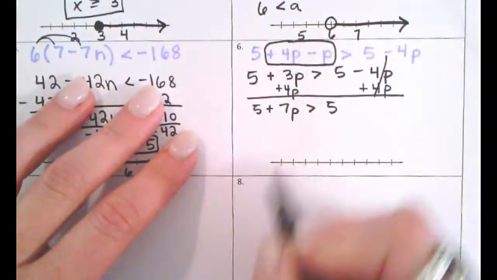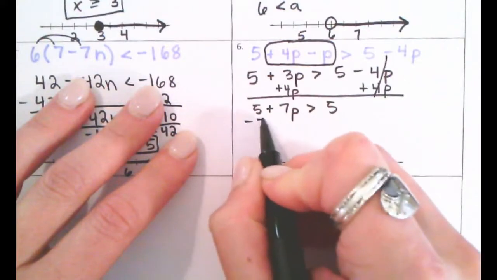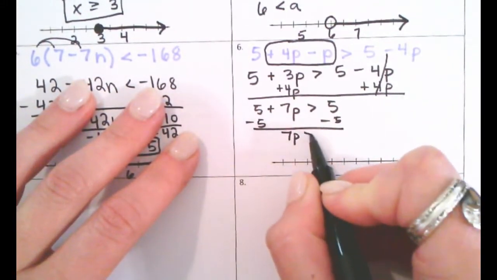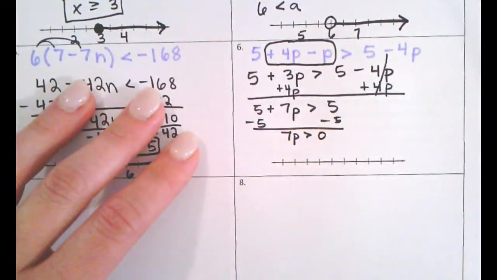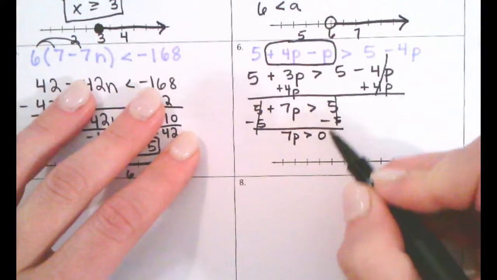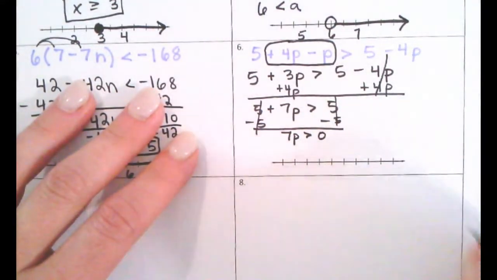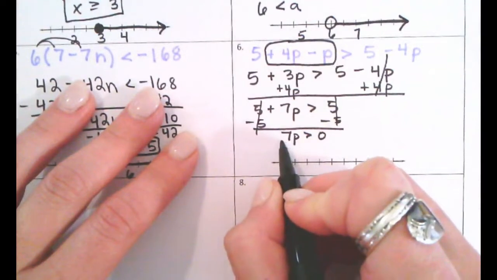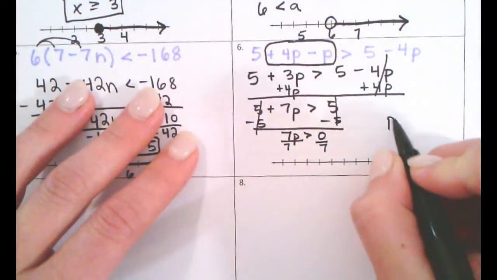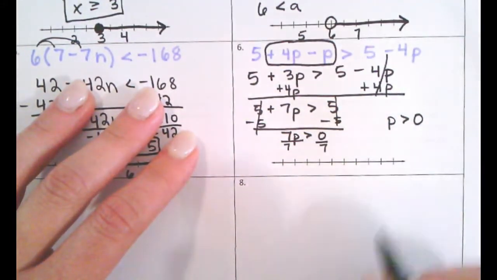Now I have 2 steps left to get p by itself. The first thing I'm going to do with this positive 5 is subtract 5 on both sides. So now I have 7p is greater than 0. Since 5 canceled here and these 5s actually canceled here, I still need to leave a place value for that problem. Then to get p by itself, 7 is multiplied, so I'm going to divide both sides by 7. So now I have p is greater than, and 0 divided by 7 is 0.